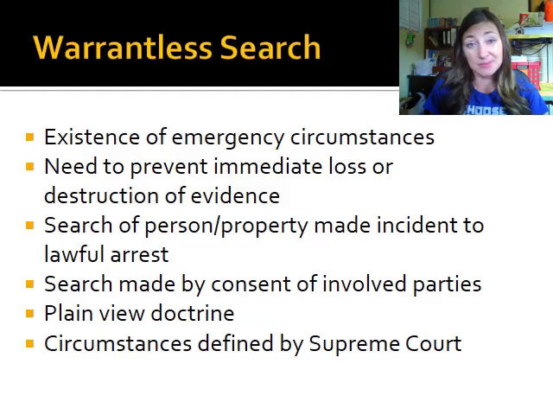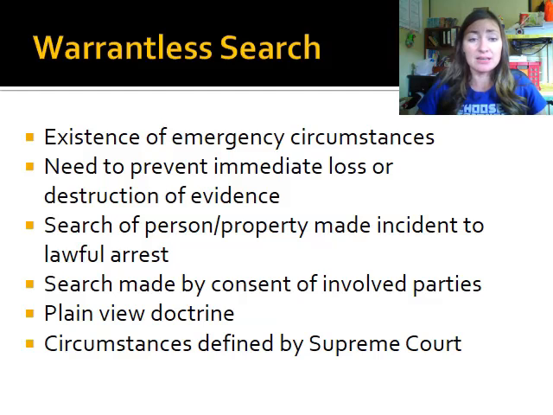There are some times when it is appropriate to do a warrantless search. If you have an emergency circumstance, that would be an appropriate time. If you need to prevent immediate loss or destruction of evidence, say there's a fire, you've got to get in, get evidence, you don't need a warrant for that. If you're in the middle of an arrest and you search the person to remove everything from their pockets before you put them in the car, anything you find in their pockets can be seized if it's illegal.